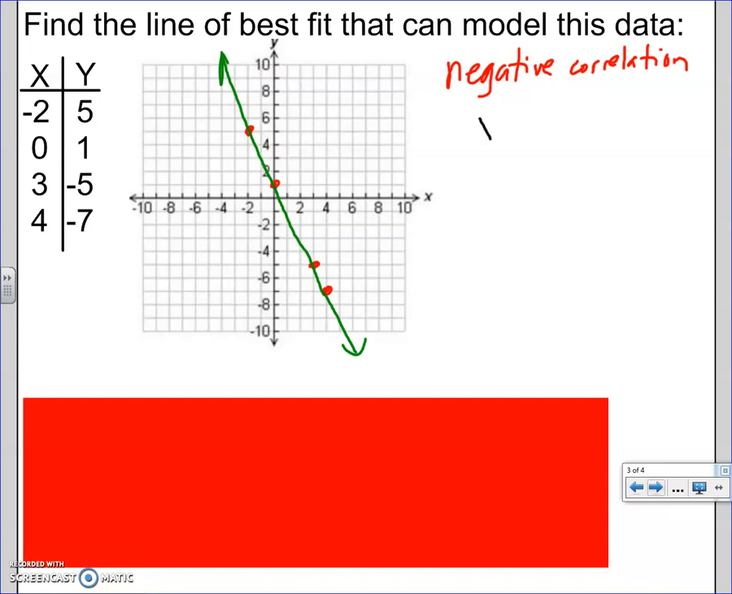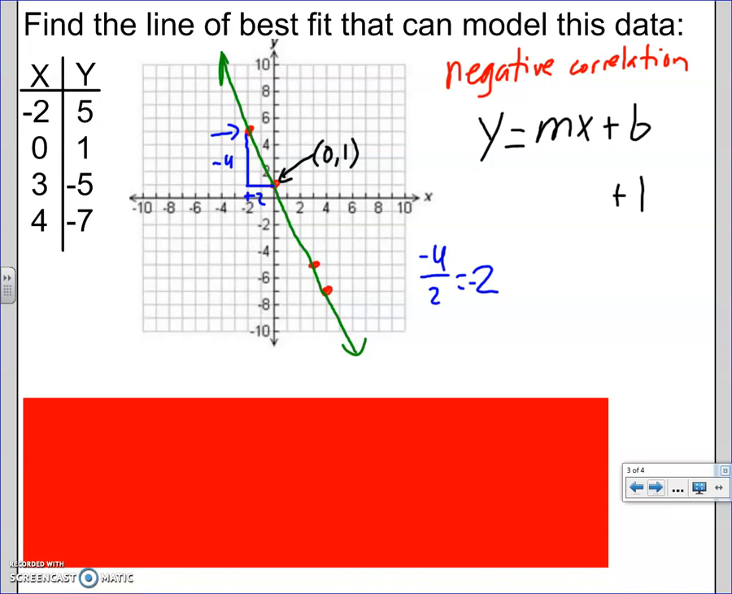So let's see, y'all know the formula is y equals mx plus b. b is the y-intercept. Oh, I had the y-intercept right there. The y-intercept is 0, 1, so I know b is positive 1. Now I need the slope. Instead of doing the slope formula, I'm just going to count. I'll use this point and that y-intercept. So I'm going to go down 1, 2, 3, 4. That's negative 4. Run 2, positive 2. So my slope is negative 4 over 2, which is negative 2. So I get y equals negative 2x plus 1. There's my line of best fit, my prediction line, that I'll use in the future.